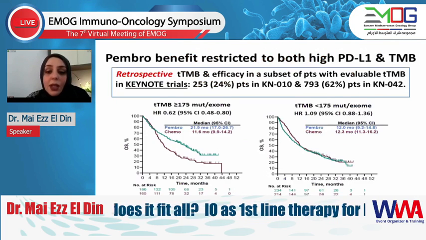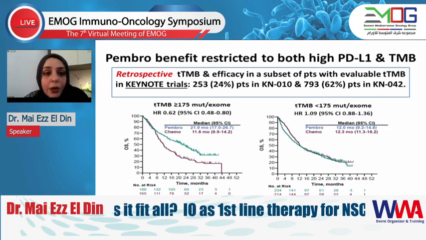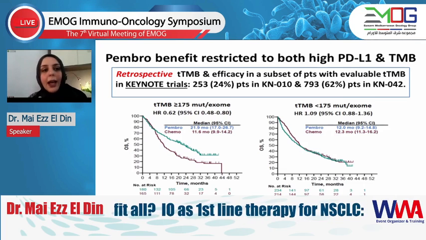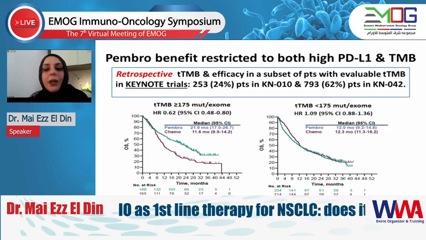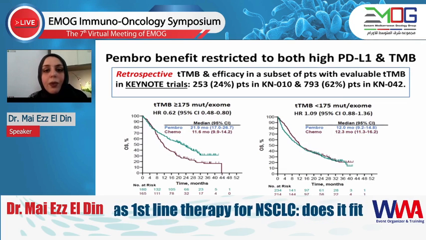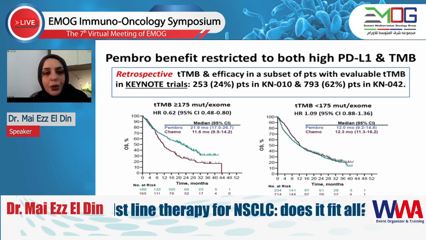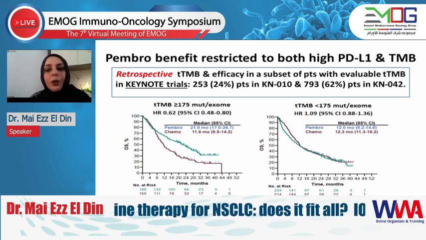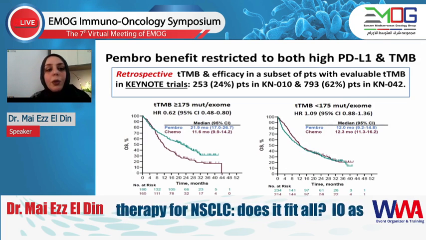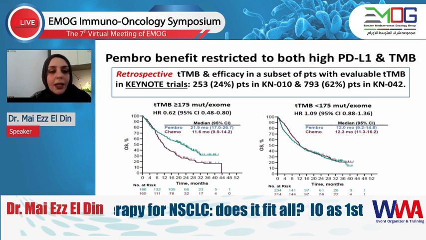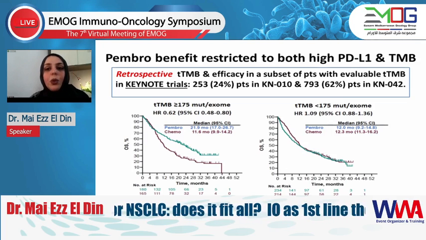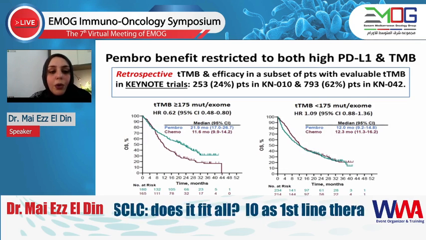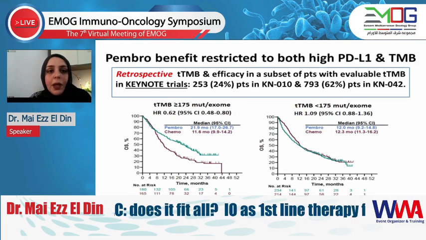better. And this interesting analysis by Professor Roy Herbst, and he sort of had a retrospective analysis of tumor mutational burden in patients that are PD-L1 in excess of 1% from the KEYNOTE-010 and KEYNOTE-042. And it found that if you're PD-L1 positive with a higher tumor mutational burden, as in this case, 175 mutations per exome, it seemed to confer that you will benefit more with the use of immunotherapy, in this case, pembrolizumab.